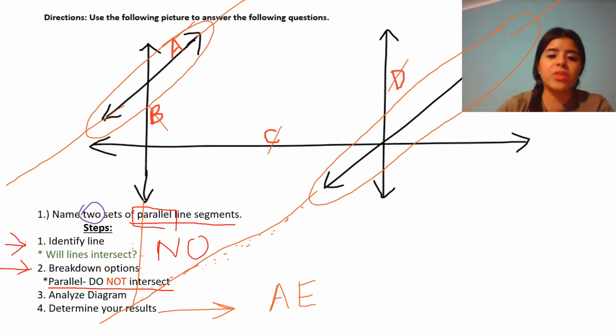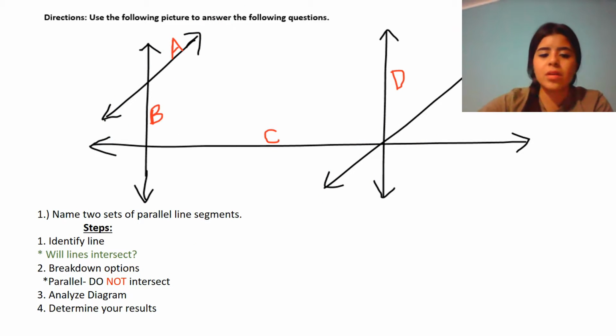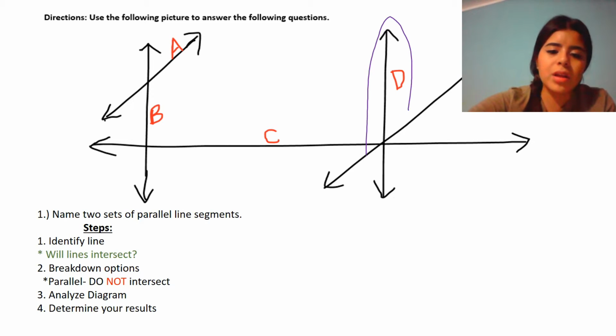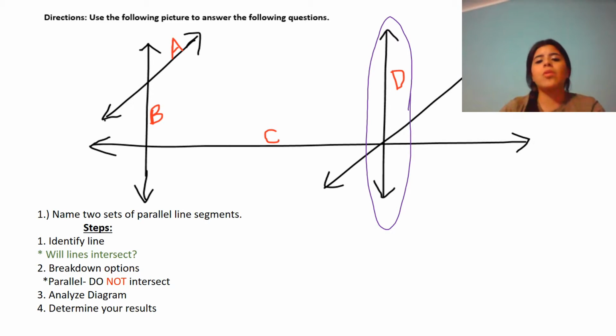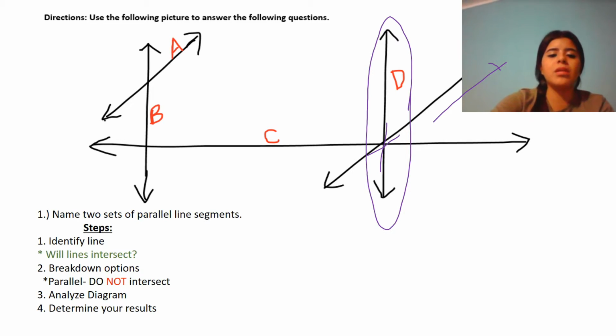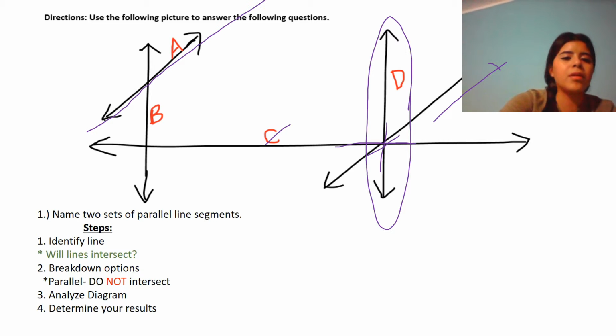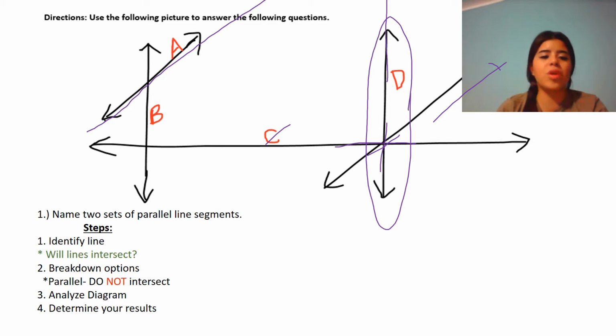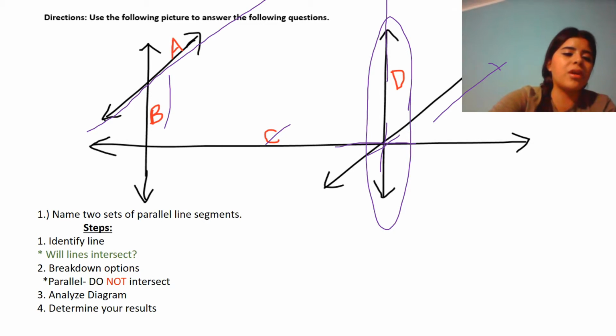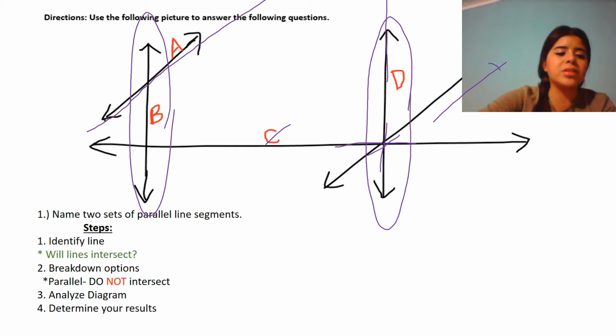Let's go with, for example, line D. We know that line D crosses here with E, so it cannot be E, and it crosses here with C, so it cannot be C. If we keep drawing letter A up and letter D, we notice that they are going to eventually cross. Therefore, our only other option is going to be option B.